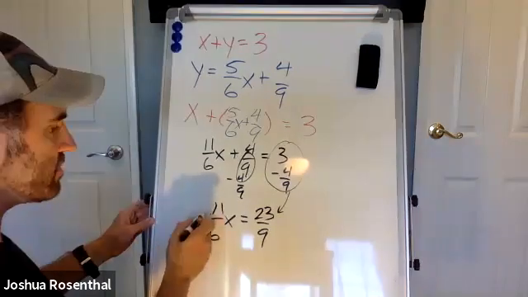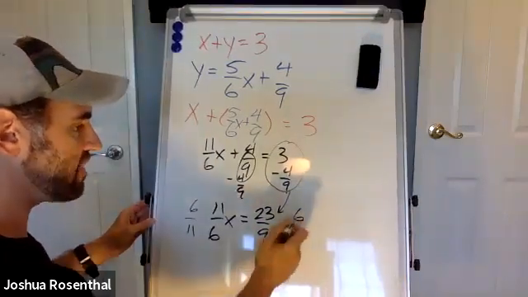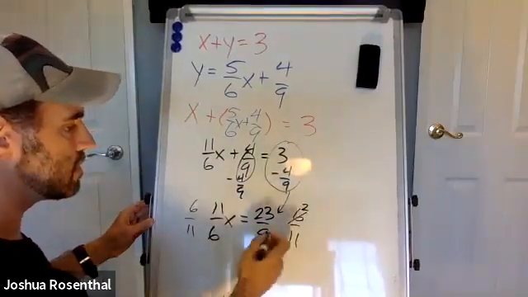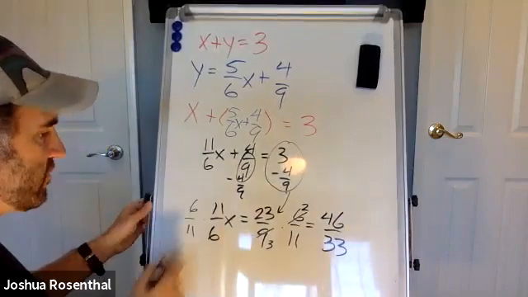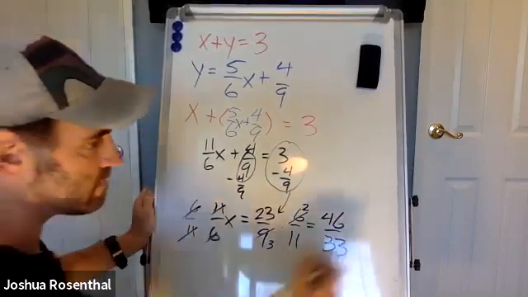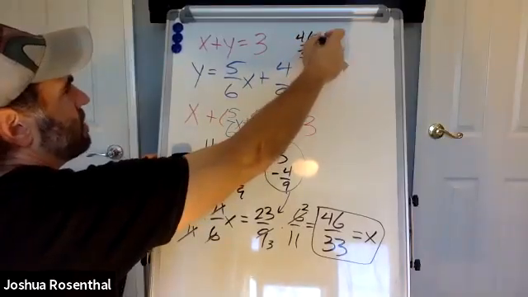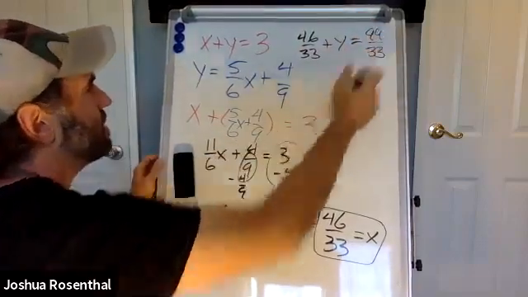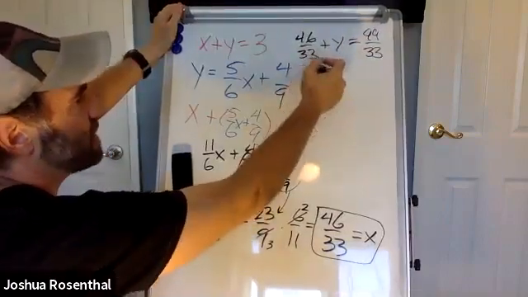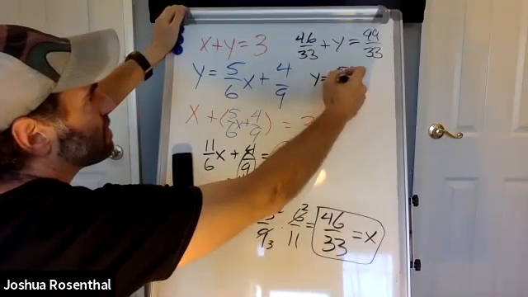Now I multiply by the reciprocal, and I have something in common here, a 3. And I get 46 over 33. X is 46 over 33. Okay. Then I plug it back in the red. 46 over 33 plus y is equal to 3. I'm going to make 3 into 99 over 33, just so I can have a common denominator. When I subtract that on both sides, I get 53 over 33.